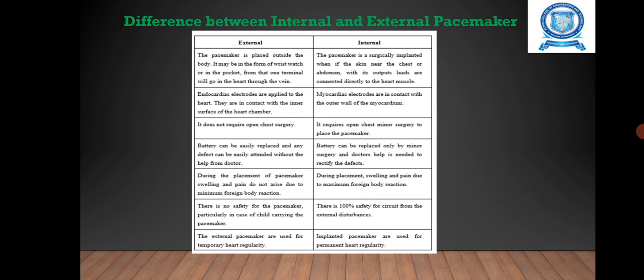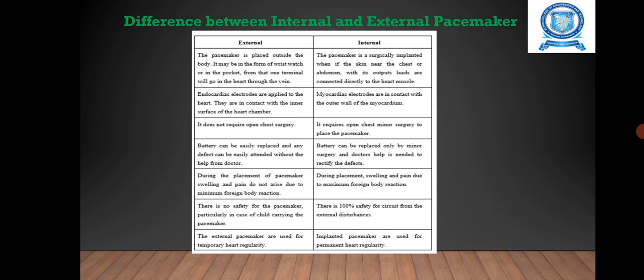Next one, endocardiac electrodes are applied to the heart. They are in contact with the inner surface of the heart chamber. Myocardiac electrodes are in contact with the outer wall of the myocardium, that means heart muscle. External does not require open chest surgery, but the implanted requires open chest minor surgery to place the pacemaker. In external, the battery can be easily replaced and any defect can be easily attended without help from a doctor. Here in implanted, the battery can be replaced only by minor surgery and a doctor's help is needed to rectify the defects.